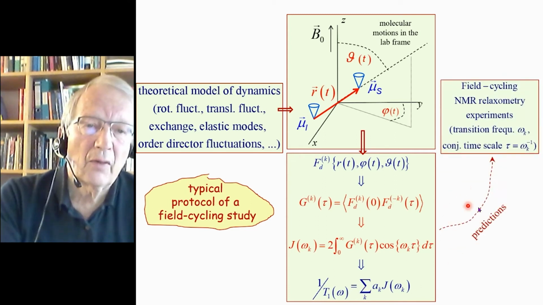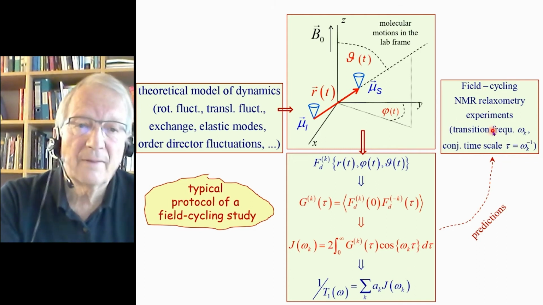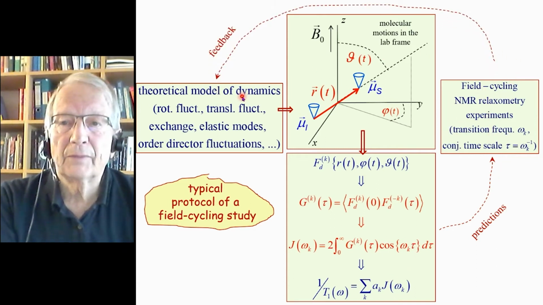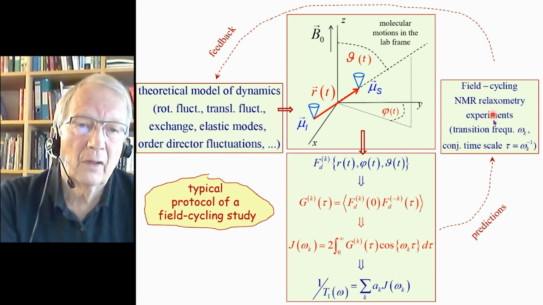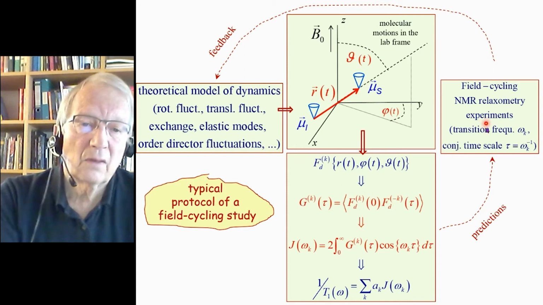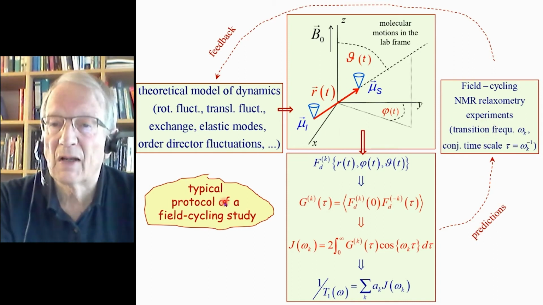And then we do our experiments and we compare the predictions with the results. And this gives us some feedback to the theory. If there's a good coincidence of the predictions with the results, it's fine. If not, we have to modify our model.